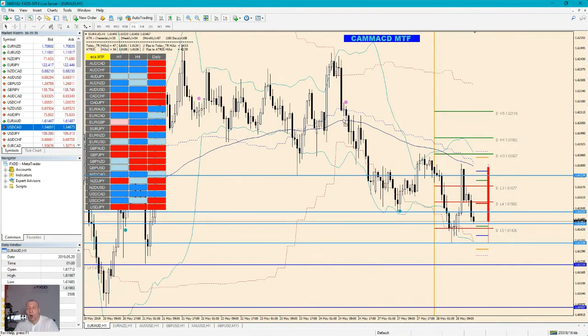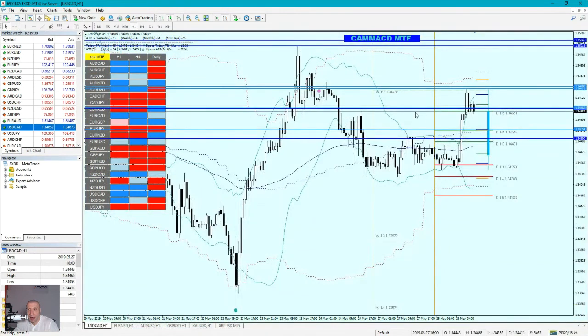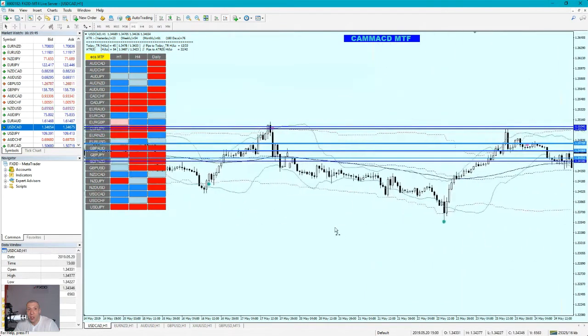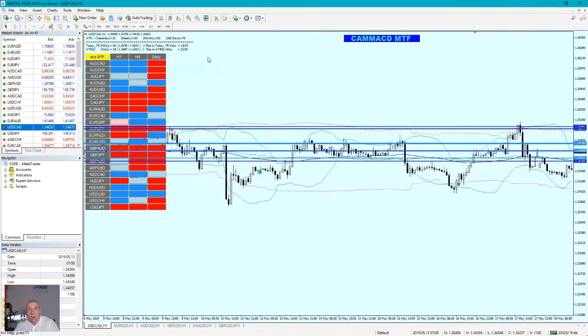Dollar CAD. People always ask me about the dollar CAD. The dollar CAD, yeah, this could be also tricky, guys, because this is range play, the ranging market. Watch this. We have a clear range here.